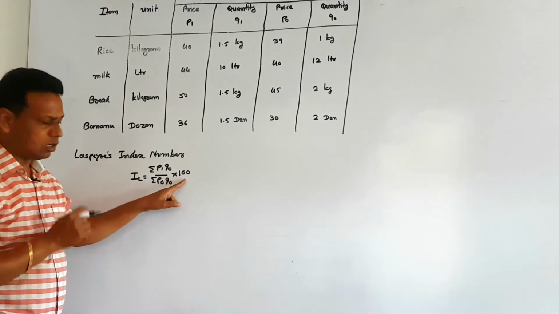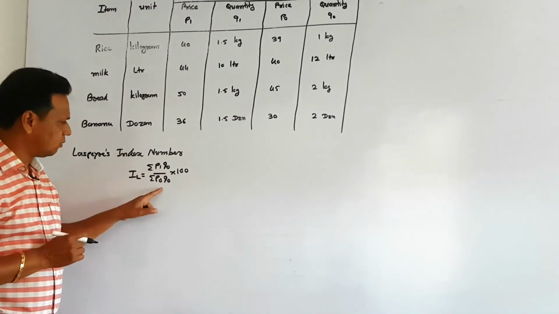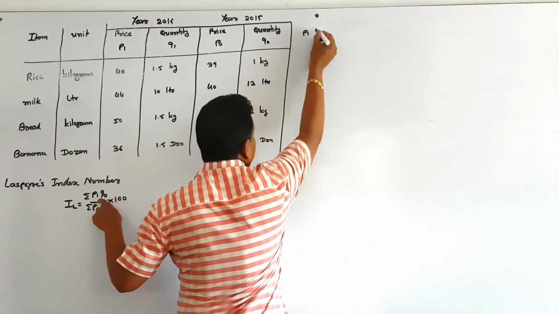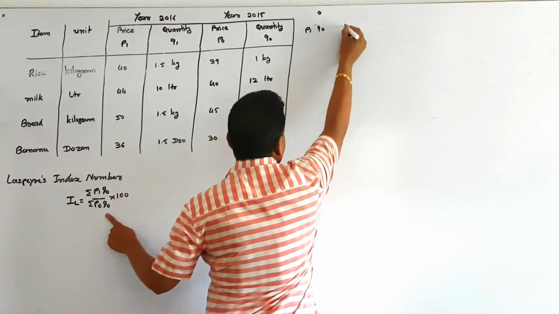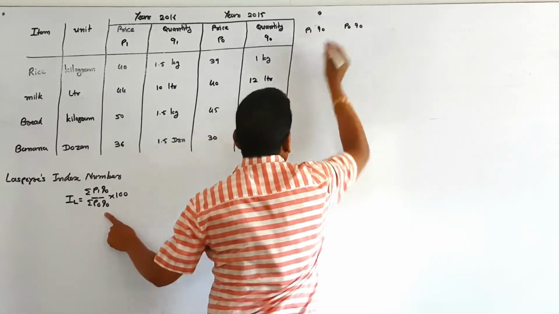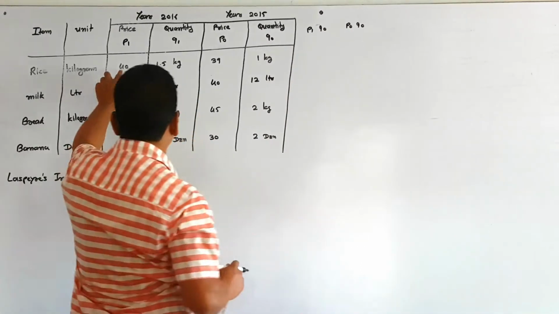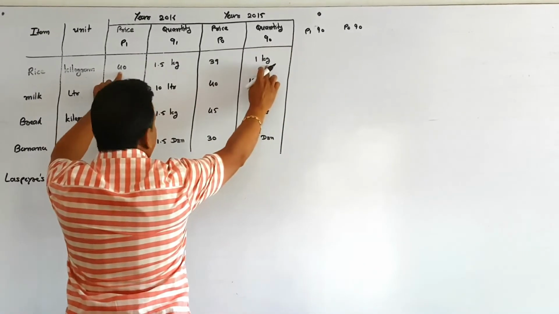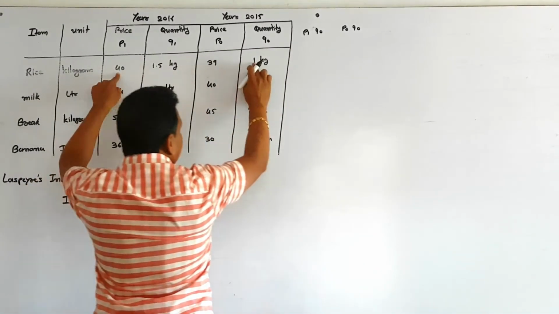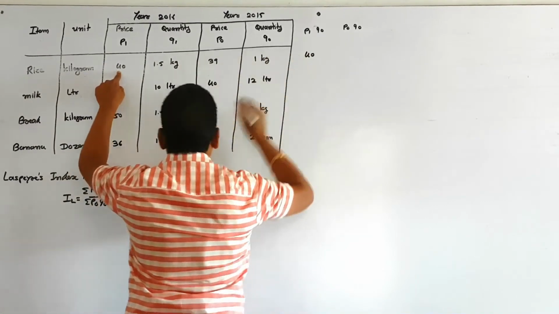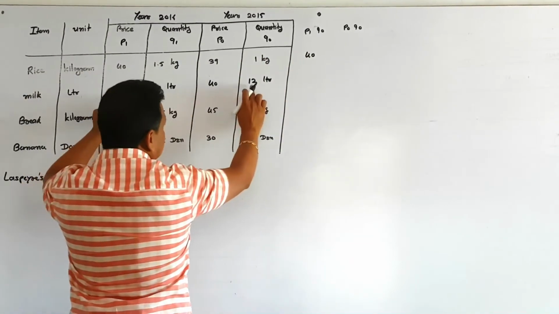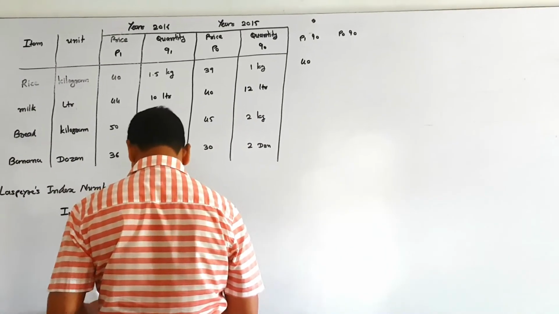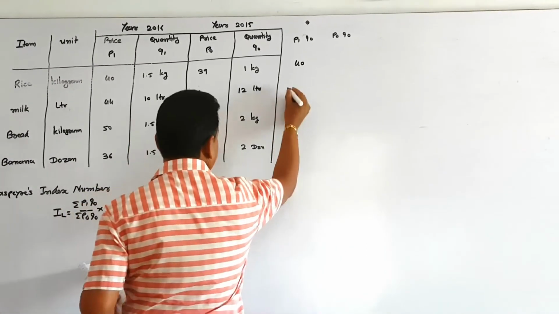So now we need to make two more columns. The first column is P1 Q0 and the next is P0 Q0. So P1 we multiply with Q0. So 40 into 1 is 40. 44 into 12 is 528.